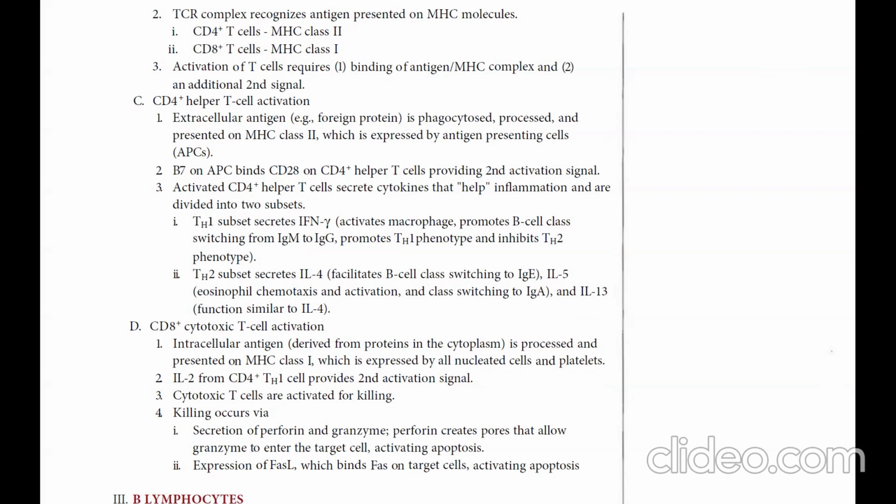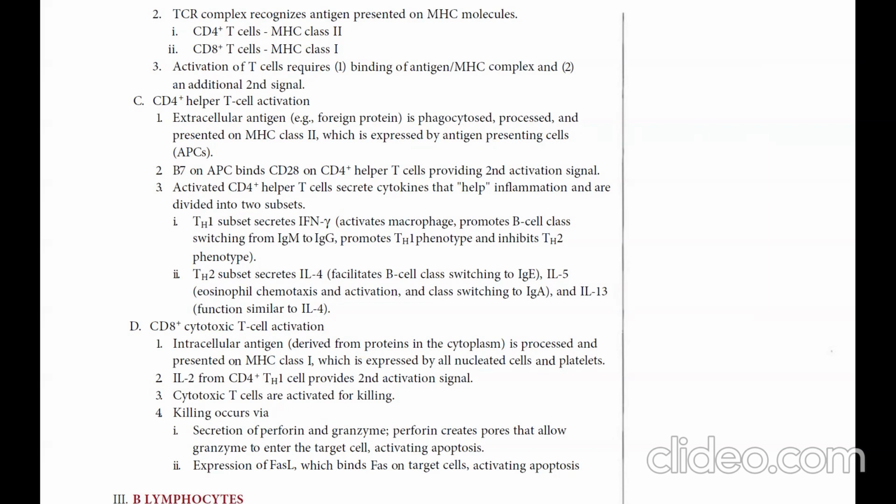Activated CD4 positive helper T cells secrete cytokines that help inflammation and are divided into two subsets. The T helper 1 subset secretes interferon gamma, which activates macrophages and promotes B cell class switching from immunoglobulin M to immunoglobulin G, promotes the T helper 1 phenotype and inhibits the T helper 2 phenotype.